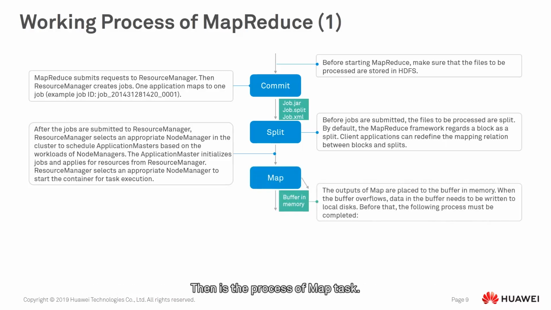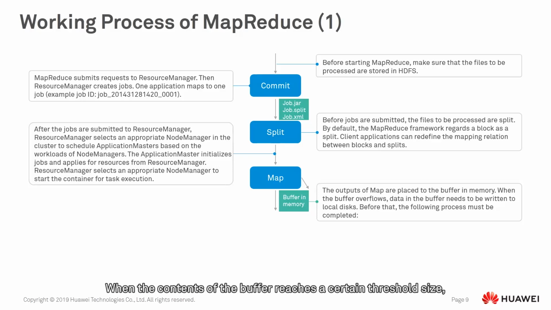Then is the process of map task. The map task takes a set of data and converts it into another set of data, where individual elements are broken down into key value pairs. Each map task has a circular memory buffer that it writes the output to. The buffer is 100 MB by default. The size can be configured by user.